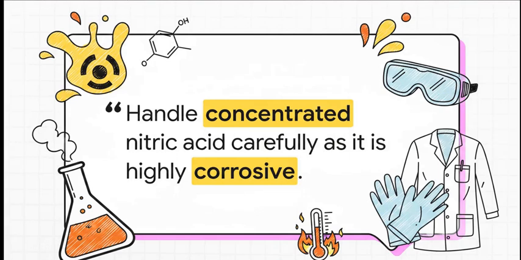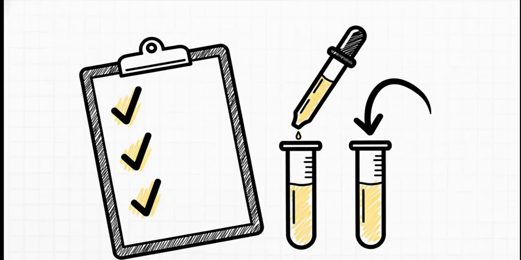But before we mix a single drop, we really need to pause. Handle concentrated nitric acid carefully, as it is highly corrosive. Seriously, let's take a moment here. Concentrated nitric acid demands your absolute respect in the lab. It is highly, highly corrosive. We also have to be incredibly careful to avoid overheating during our next couple of steps. Always use proper safety measures, handle acids with extreme care, and respect the chemicals you're working with. Safety first, always.